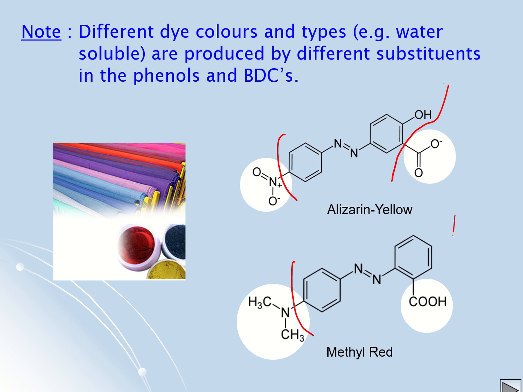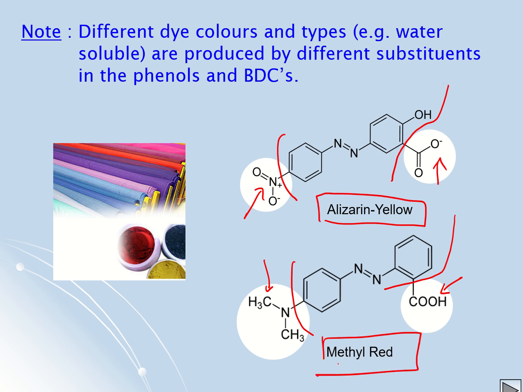Same again here. But we've added different groups on in the white here, here, here, and here. And because of that, we get different colours. Here we have alizarin, a yellow colour. Here we have methyl red. And you probably recognise this as an acid-base indicator that you use in class. And that's where these acid-base indicators get their colour from.